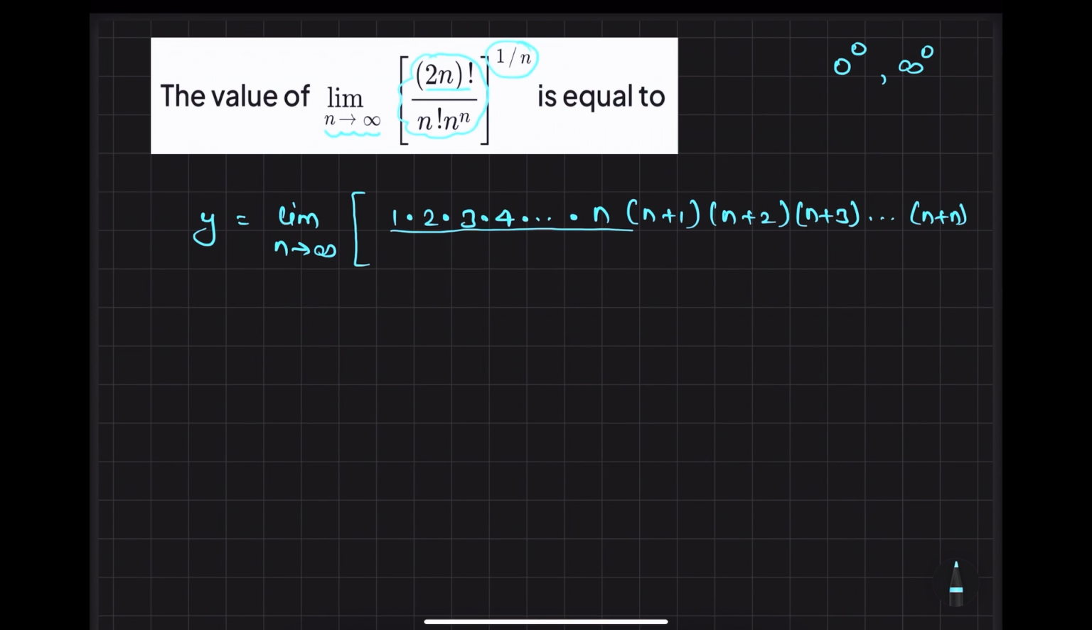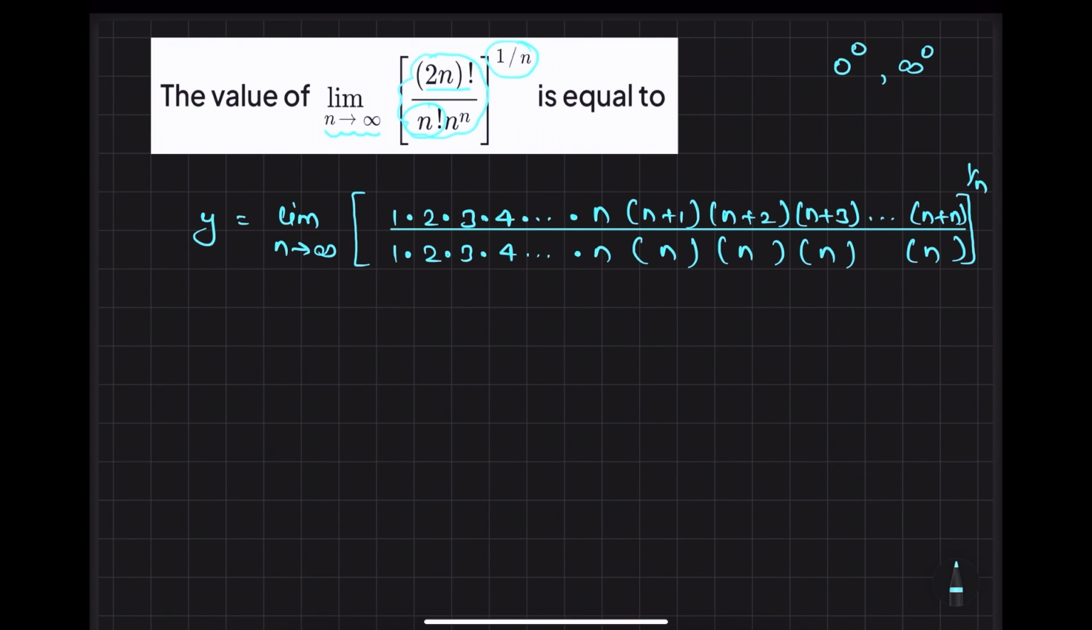Now be super slow and look at how I'll be manipulating the denominator. This n factorial can be written as 1, 2, 3, 4, dot, dot, dot, n, and then you have to distribute your n to the n elements. And this is your power 1 by n. So can I say that this n factorial and this n factorial will vanish? You will be left with this.